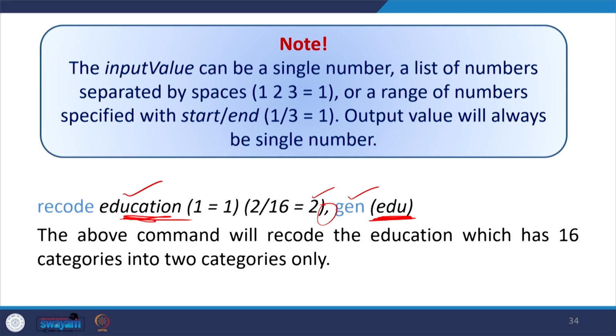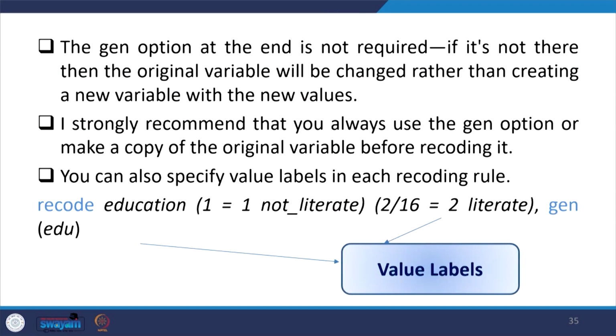The above command will recode the education variable, which has 16 categories, into 2 categories only. The generate option at the end is not required. If it is not there, then the original variable will be changed rather than creating a new variable. Like if you do not give the generate option, then the same variable will actually be changed with its recoded value, but we suggest that you should give a new name. You might require the first variable as well. So it is always suggested that you give a generate option at the end. I strongly recommend that you always use the generate option.